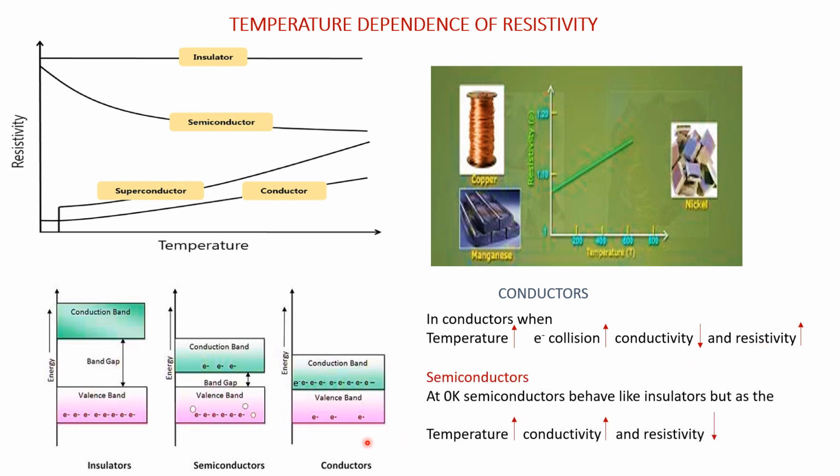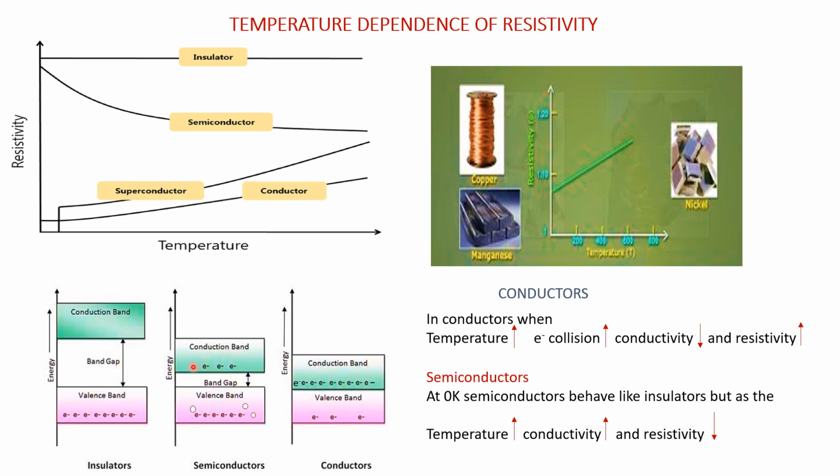Whereas in case of semiconductors, we see that there are very few electrons in the conduction band due to thermal excitation. And these semiconductors also behave like insulators when the temperature is 0 Kelvin. So as we increase the temperature, we are exciting the electrons from the valence band to the conduction band. They overcome the energy band gap here. And as we are exciting those electrons to the conduction band, they contribute to current.